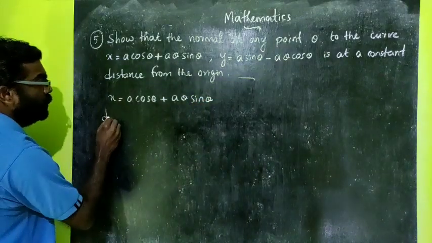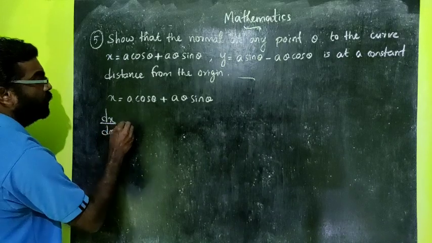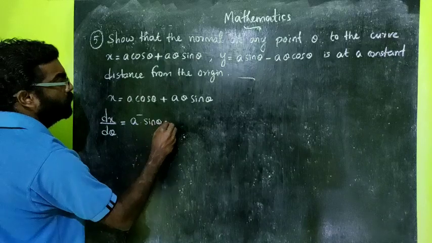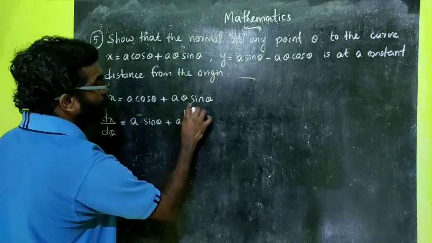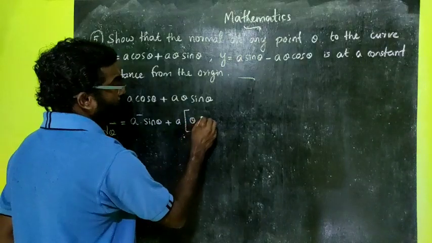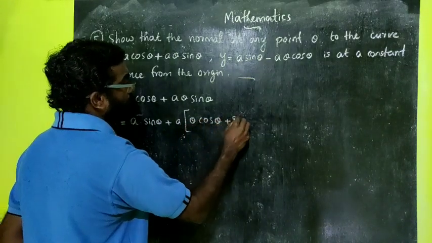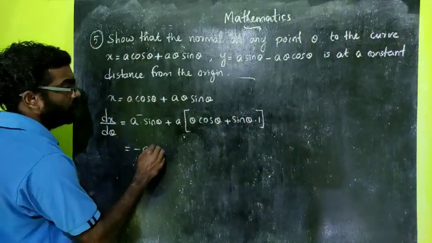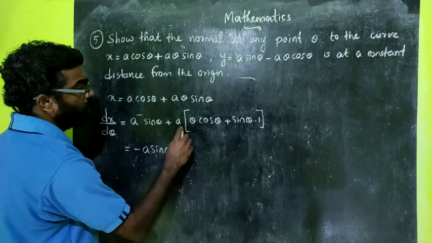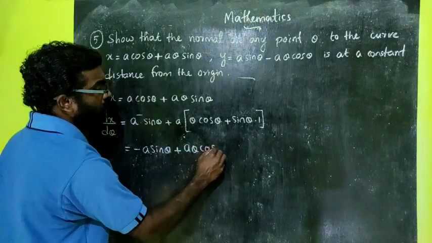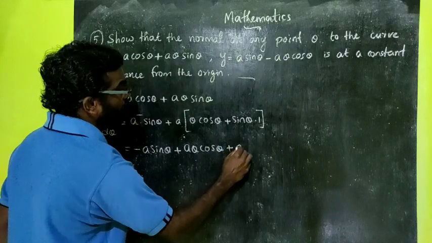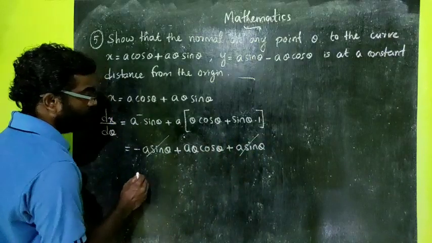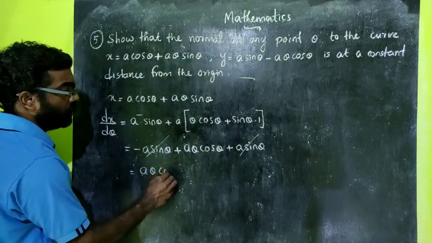From this we can write dx by d theta equal to a into cos theta derivative, minus sin theta. Here a into theta into sin theta, product rule. So theta cos theta plus sin theta into 1, which is equal to minus a sin theta, then plus a theta cos theta, a into sin theta, plus a sin theta. Here minus a sin theta plus a sin theta we can cancel, and a theta cos theta remains.